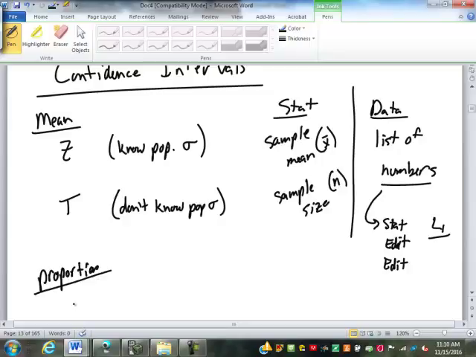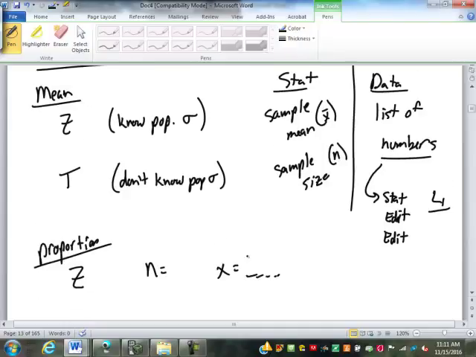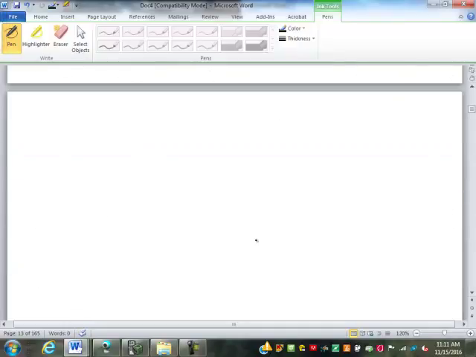And then of course our third type of interval is for proportion. For proportion, it's always going to be a Z interval. And for proportion, we always have to have N, the sample size, and X, which is the number of items that have the desired characteristic. So let's take a look at sample means first.